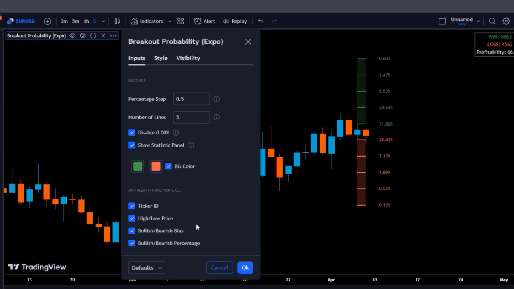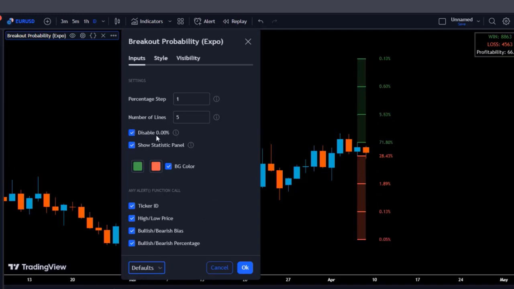Finally, these settings can be used for setting alerts. Keeping everything at the default settings works best for the strategy and methods we will be showcasing. However, since we won't be using the statistics panel, we will be disabling it to make the chart less cluttered.